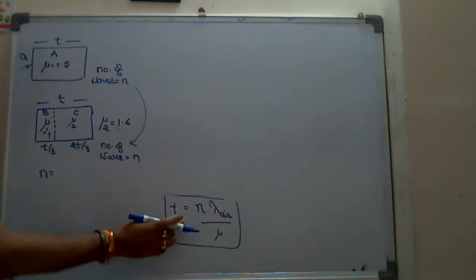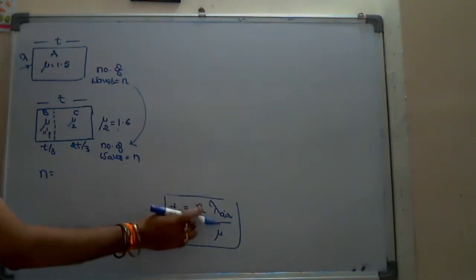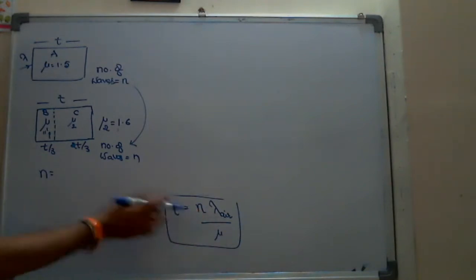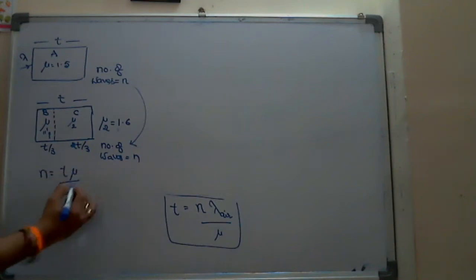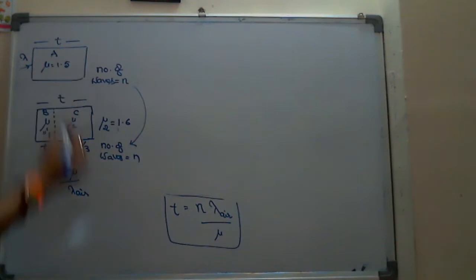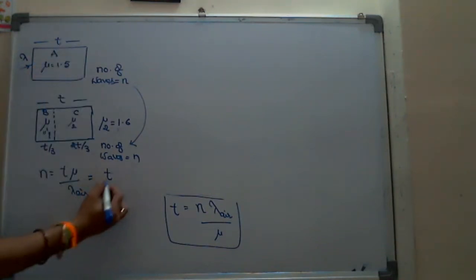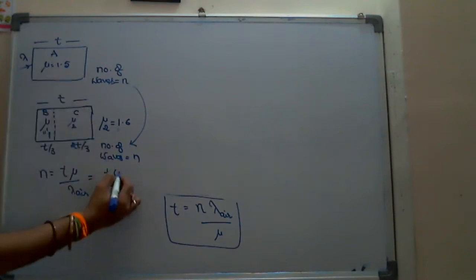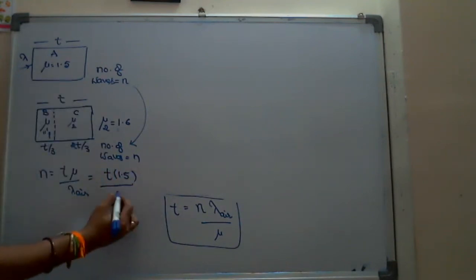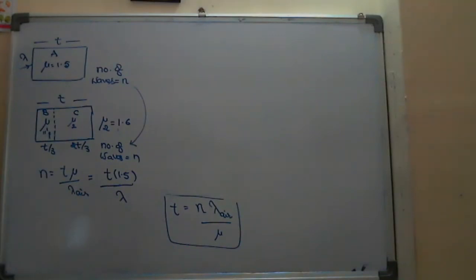So according to that formula, the number of waves n in a medium is equal to T into mu by lambda in air. In the first medium, I write n is equal to T, thickness is T only, into mu, which is 1.5, by lambda. Lambda in air, I am taking it as lambda naught. This is in the first glass slab.